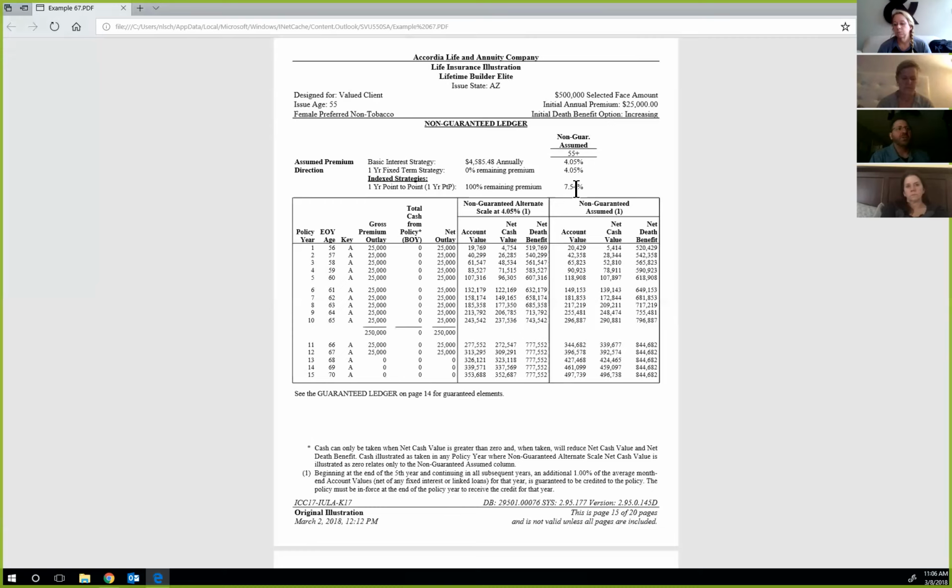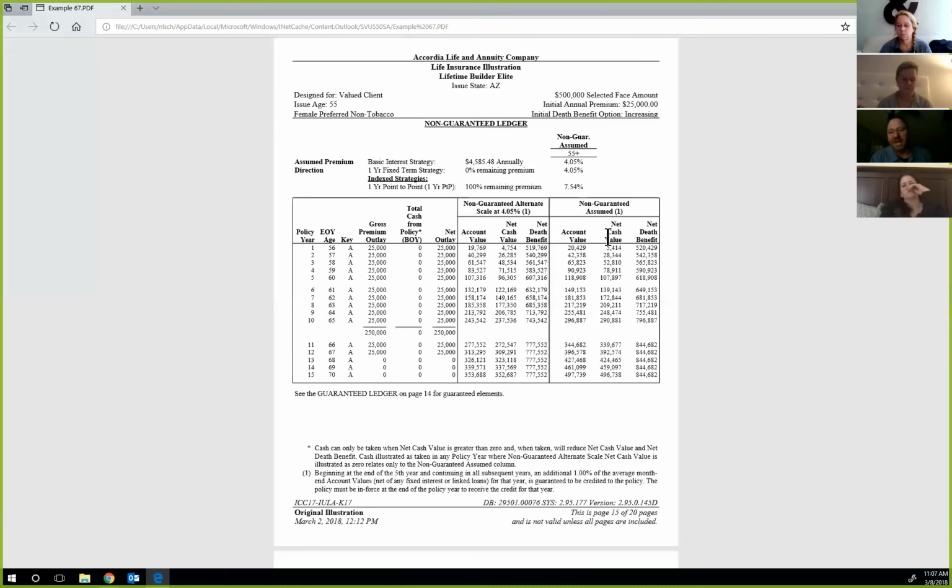Okay. So come over here to this non-guaranteed assumed column and you see account value right here. And you see your net cash value, and I'll explain the difference between the two. Then you see your death benefit. So account value. This is what your account is actually worth, okay? What it's growing to by your contribution plus any growth. Now you'll see it's lower than what you've put in. Remember, this is an insurance policy, and there are costs of insurance and administrative fees that have to come out. That's why in the first year you put in 25 and it's worth 20 as an example.